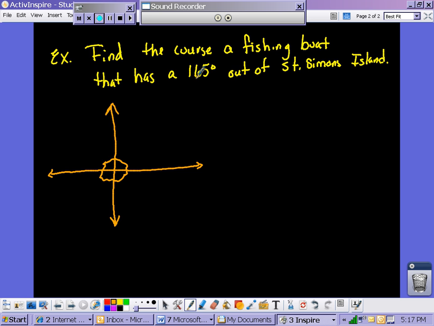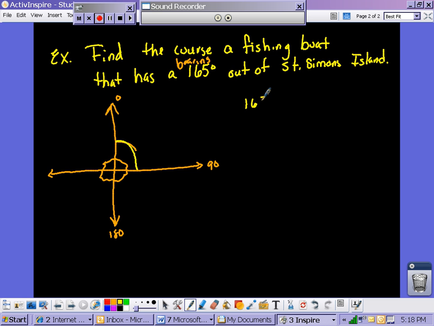It has a bearing of 165 degrees out of St. Simon's Island, and I didn't write bearing. So we know we start here, which is 0 degrees. We know this is 90 degrees, and we know this is 180 degrees. Okay, so I know I have to go 90 degrees, so I'm going to start here. That's 90 degrees, but I have to go more than 90 degrees.